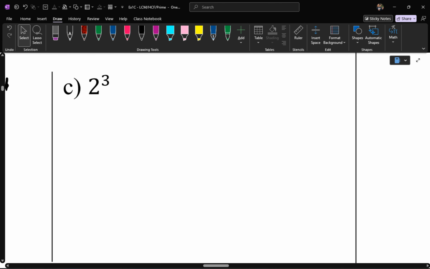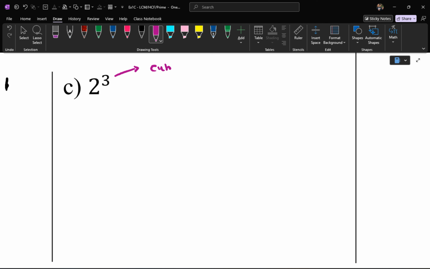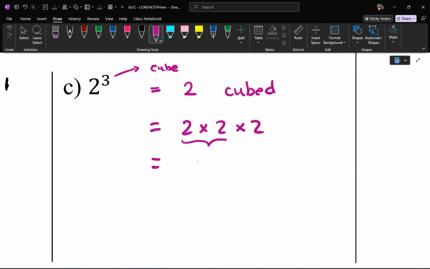Now we already said about squaring. Cubing, this is called cubing. To read it, we say 2 cubed. 2 cubed means what? 2 times 2 times 2. Beautiful. And what is 2 times 2 times 2? 8. Very good. 2 times 2 is 4, and then 4 times 2 is 8.